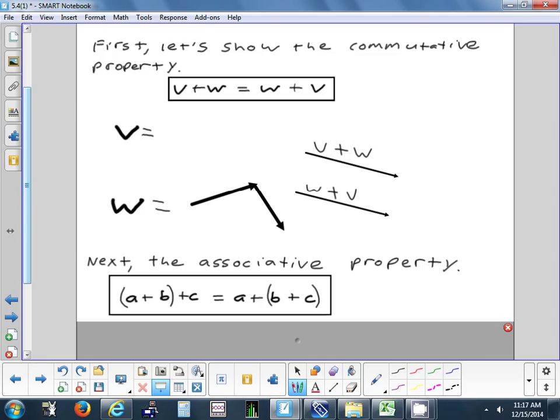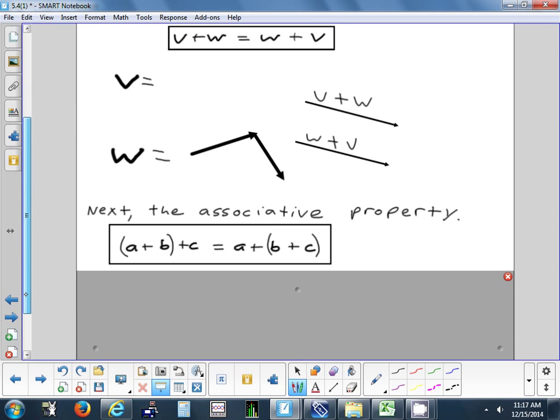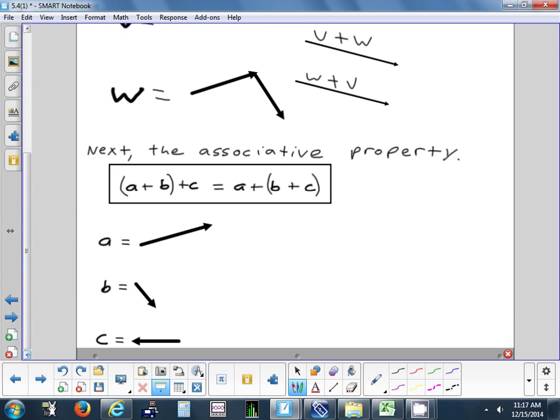Okay, to do associative, I need three things. Associative doesn't change the order, it changes the grouping. So what we'll do on the left is we'll take vectors A and B and add them up, get an answer, then add C to it. And then on the right, we'll add B and C first, get an answer, and then take A plus that answer. Okay, so there's my three vectors, A, B, and C.